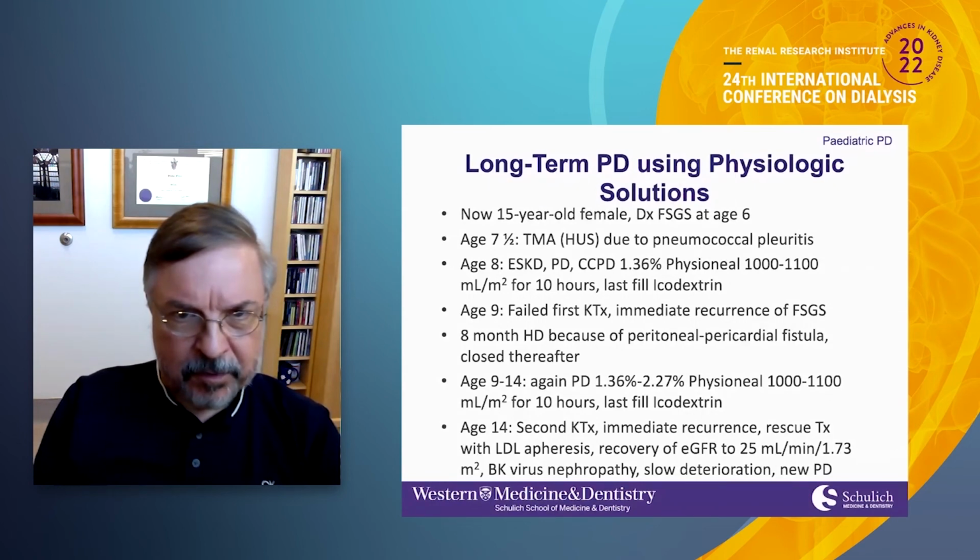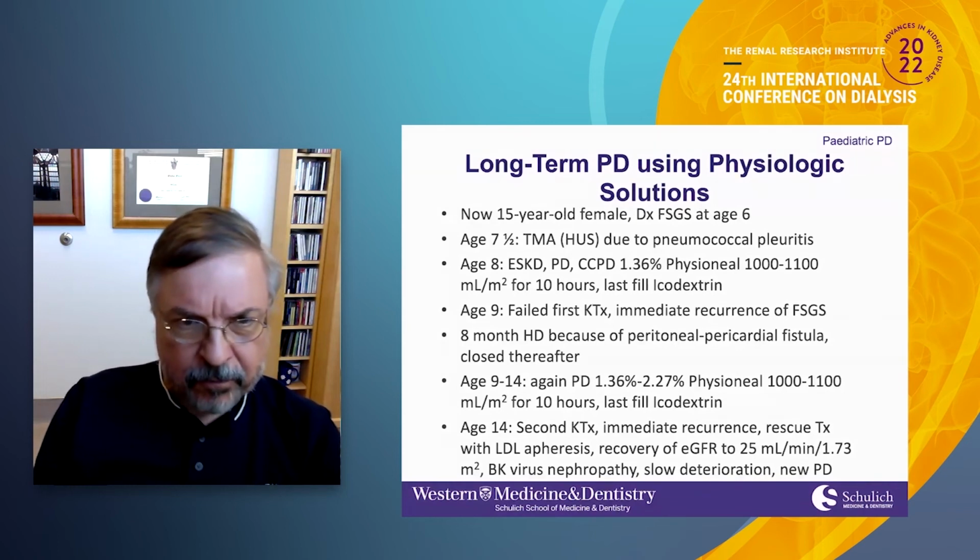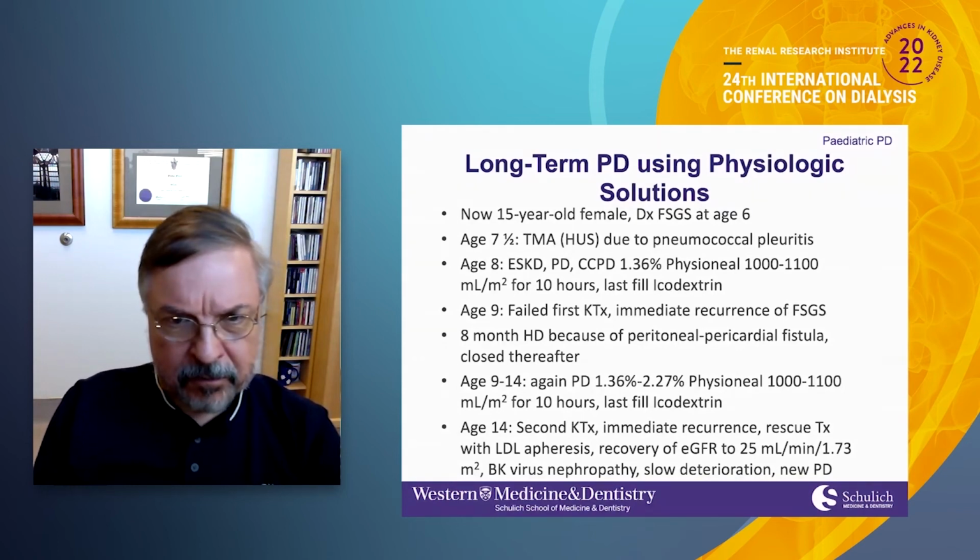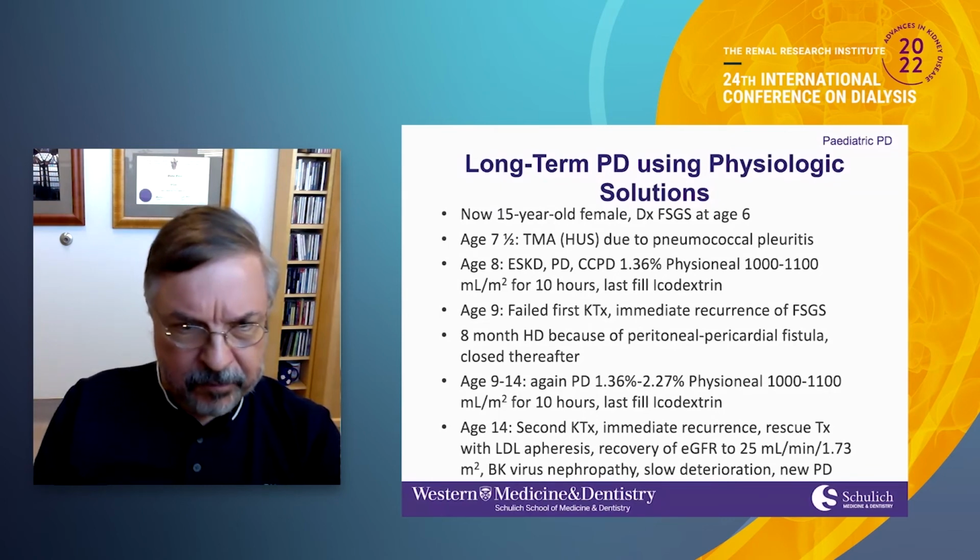We started with CCPD, using the recommended 1,000 to 1,100 milliliters per meter squared for 10 hours, and then had a last fill of icodextrin. A year later, she unfortunately lost her first transplant with immediate recurrence of the FSGS. She then developed, after restarting PD, a peritoneal pericardial fistula, which closed thereafter, and then we put her back on PD for another 5 years.